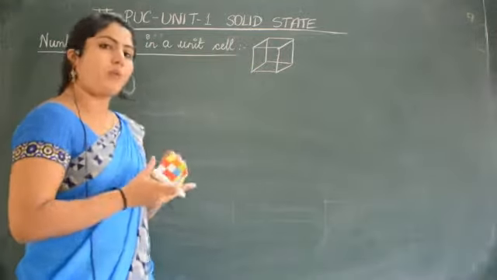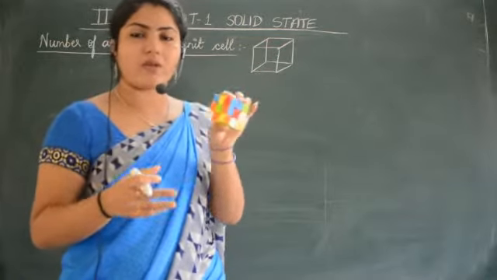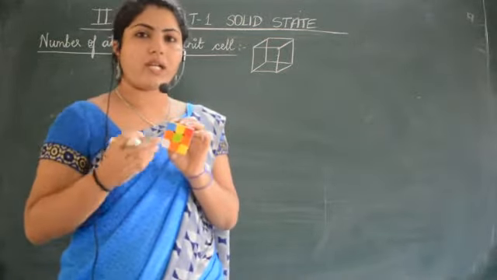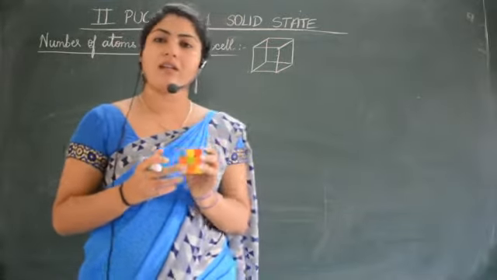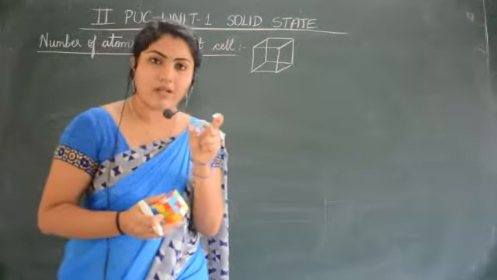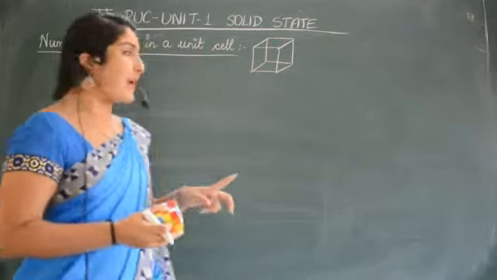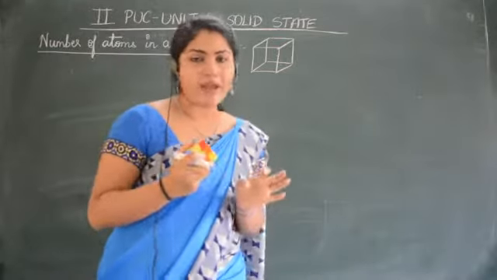That means we know there are atoms. Can you say there are 8 atoms in a unit cell, or can you go on counting and tell that there are these many number of units? Yes, there are. Now for convenience sake, the constituent particle we have considered as atoms, and so I have written it as atoms. You know that it can be molecules or ions also.